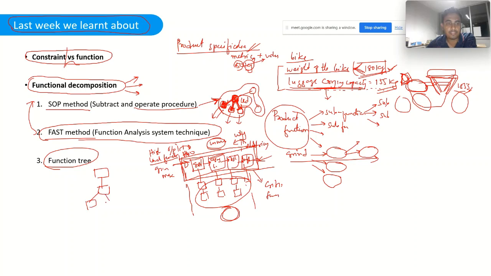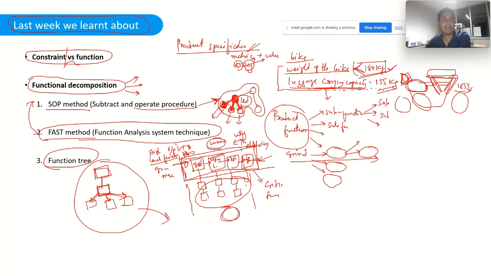After we develop that, we use something called a function tree to represent the function and sub functions. This functional tree is helpful when you try to go for product form design or product architecture design, because this is the basis. On the basis of this function tree you can move forward to work on functional architecture, that is the product form. So this was what we learned in the last class.